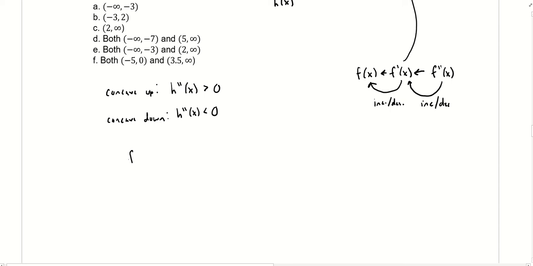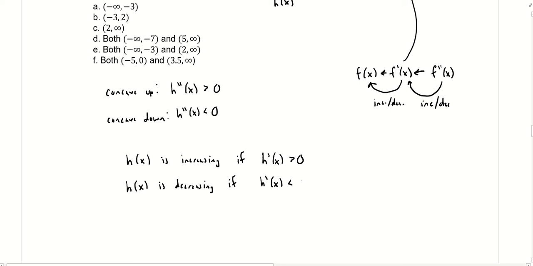So remember, we could say that a function, f of x, I'll use h of x just to be consistent here, h of x is increasing if its first derivative is greater than 0. So if we go back to the topic 8 notes when we talked about increasing and decreasing at the very end, it was all about the sign of the first derivative. And we said that h of x is decreasing if the first derivative was less than 0.